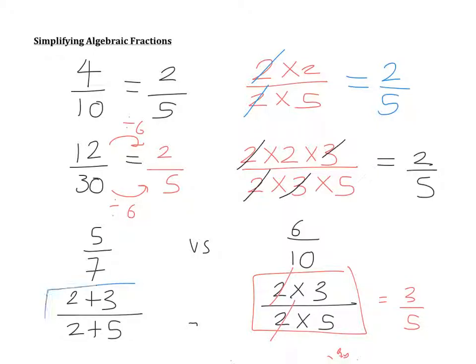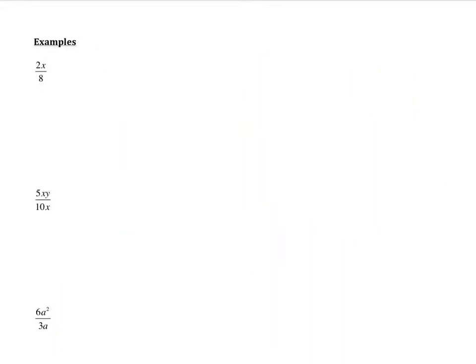Whereas in this example here, for 5/7, although 5 is 2 plus 3 and 7 is 2 plus 5, these 2's here will not cancel and the answer is not the same as 3/5. So in order to have this cancellation, we need to see multiplication, and that's when common factors can cancel out. Let's now start to think about some algebraic examples.